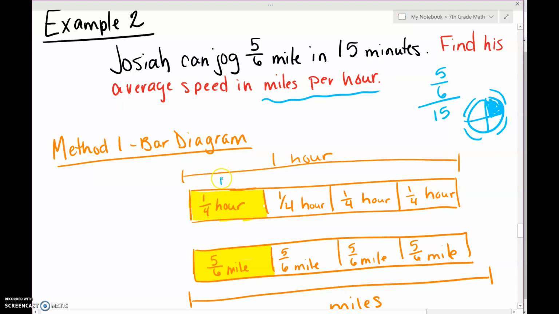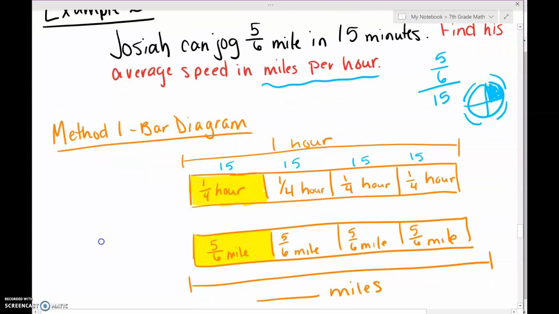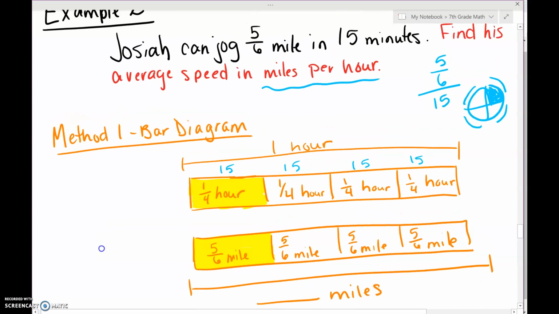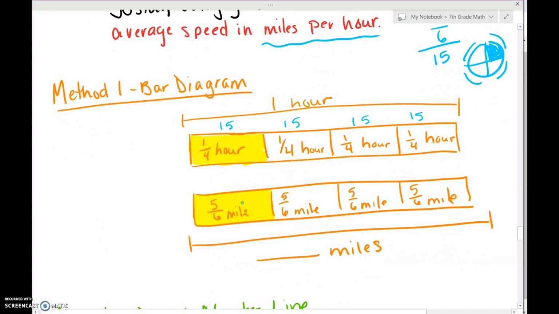So you'll see that here. Each one of these is 15 minutes, and that equals our quarter hours. But he can jog 5/6 of a mile in a quarter hour. So 5/6 of a mile is going to equal each of our quarter hour bars. How many miles? Using the bar diagram, we can add 5/6 plus 5/6 plus 5/6 plus 5/6, because that's how long it takes to get to 1 hour, as it takes 4 sections.